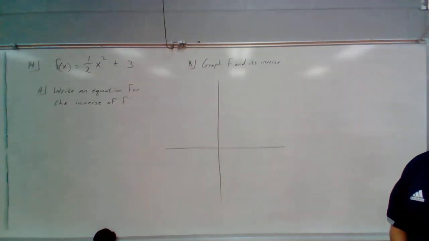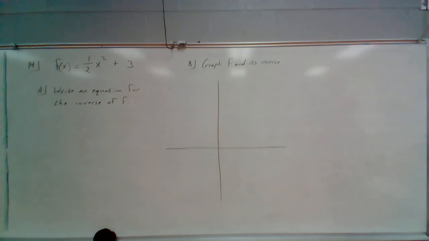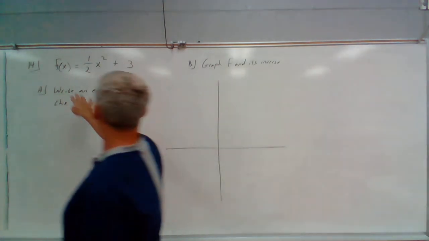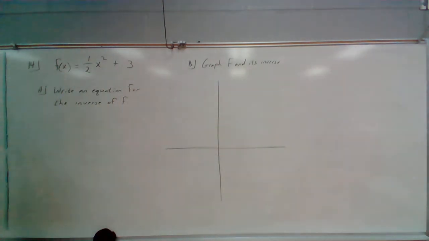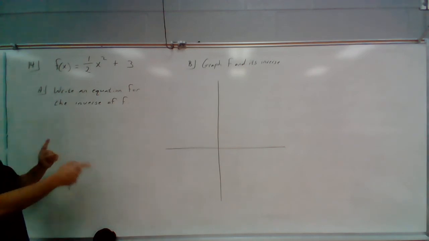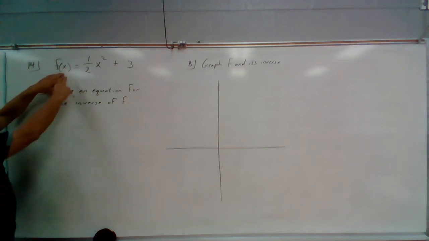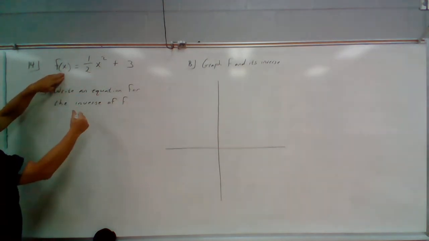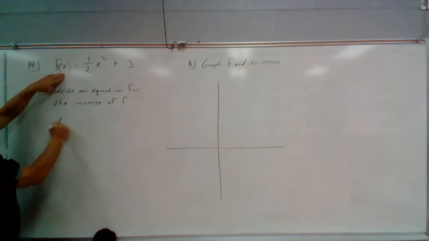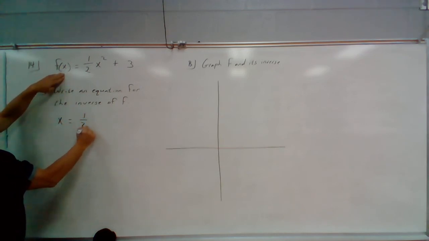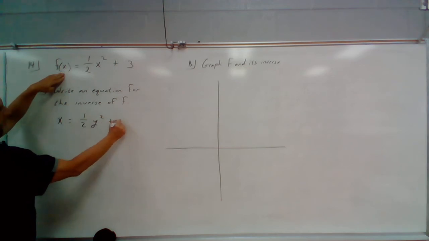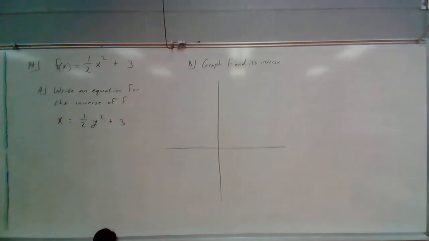All right, here's another interesting practice problem. Pause the video, work this out, and then we'll go over the solution. So here's our function, 1/2 x squared plus 3. We want to write an equation for the inverse of that. The inverse relation just means to switch the x's and the y's. So I have y equals 1/2 x squared plus 3. I'm going to make that the x and make that the y, and then I'm going to solve this equation for y.